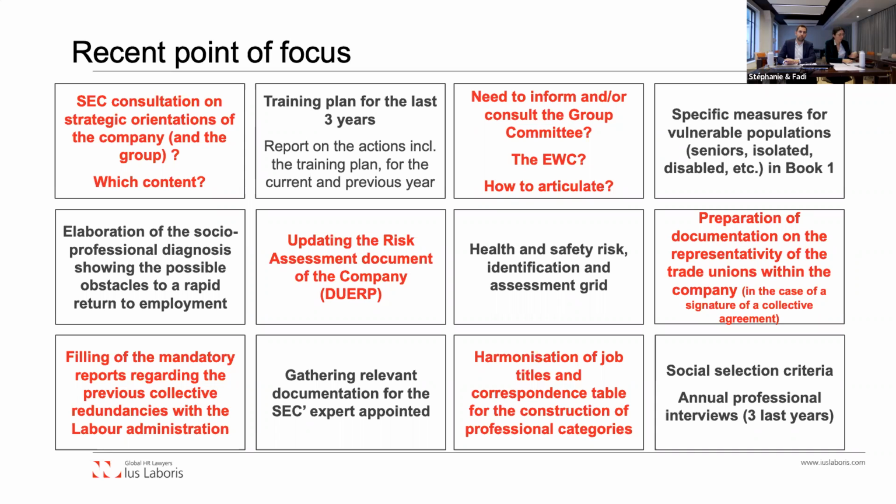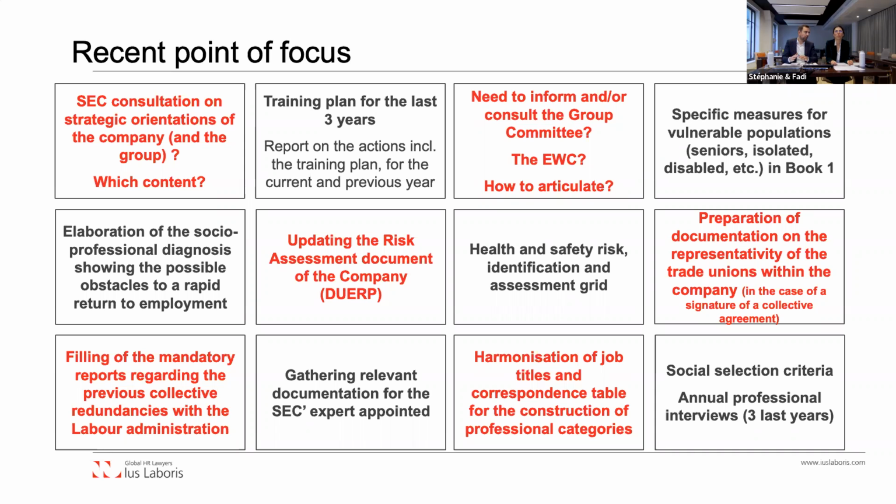One of them is the first box on the top left: the social and economic committee consultation, the works council consultation on the strategic orientations of the company and the group. This has been important. The question has been open as to whether you can issue a restructuring plan without having consulted on the strategic orientation. You have an obligation to consult on the orientations every year, unless an agreement says otherwise. Most of the time it's every year. And if you don't, then there's a question as to whether you can do a restructuring.